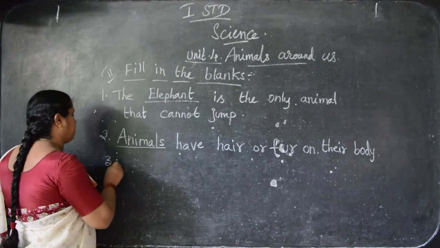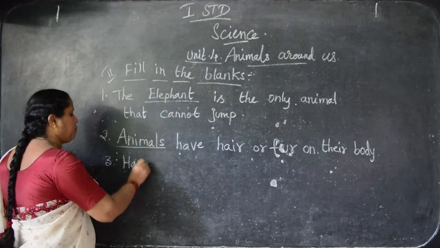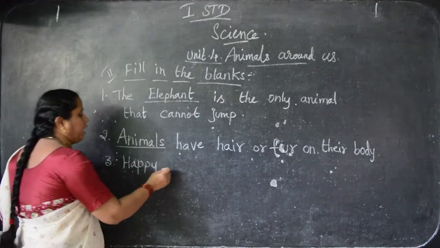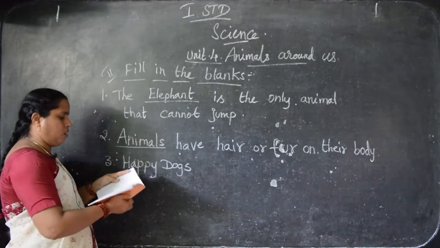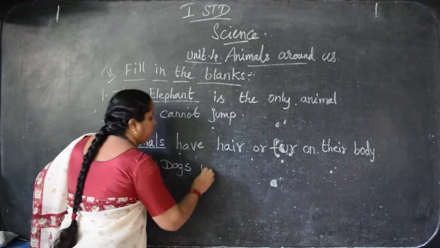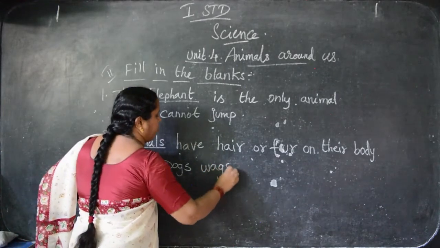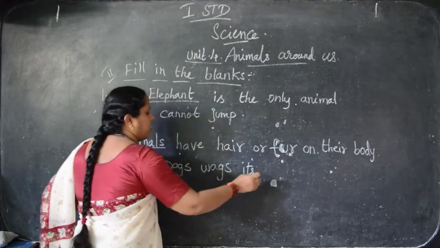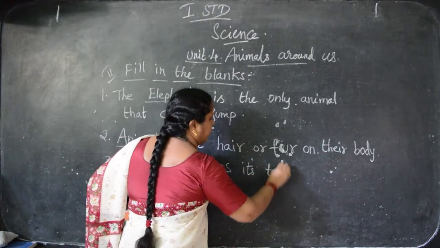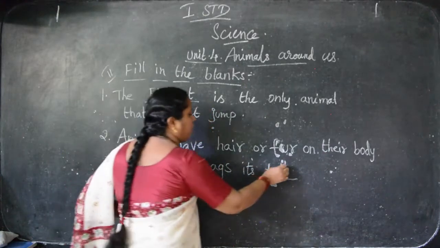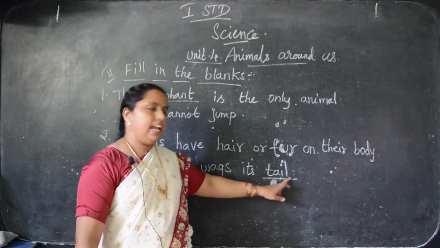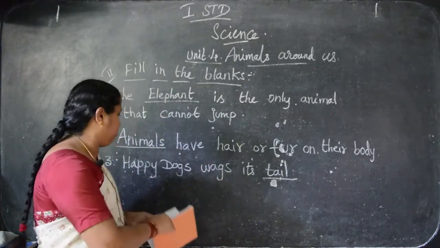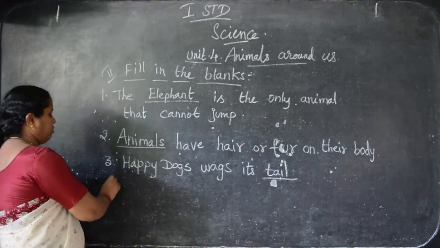Next, third one. Happy dog wags its dash, tail. Happy, H-A-P-P-Y, dogs, D-O-G-S. Wags, W-A-G-S. Tail, what spelling? T-A-I-L, tail. Okay.